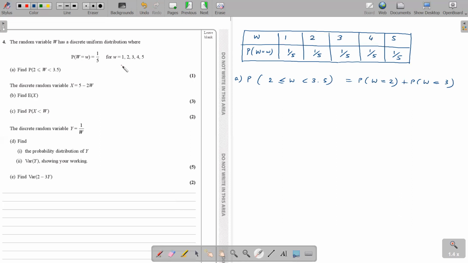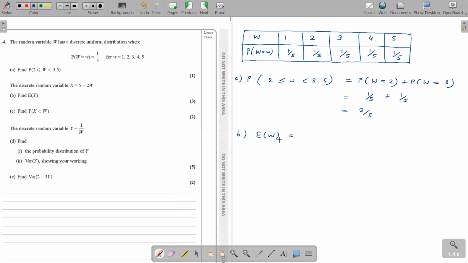Okay, because the x values are given here 1, 2, 3, 4, 5. Okay, then what do we do here? So probability W equals 2 is 1 over 5. Probability W equals 3 is 1 over 5. Answer is 2 over 5. Are you with me? Part B, they say the discrete random variable X is 5 minus 2W. Again, coding. Find E(X). Okay, so how do we find E(X)? I recommend you to first find what? E(W). First find E(W).